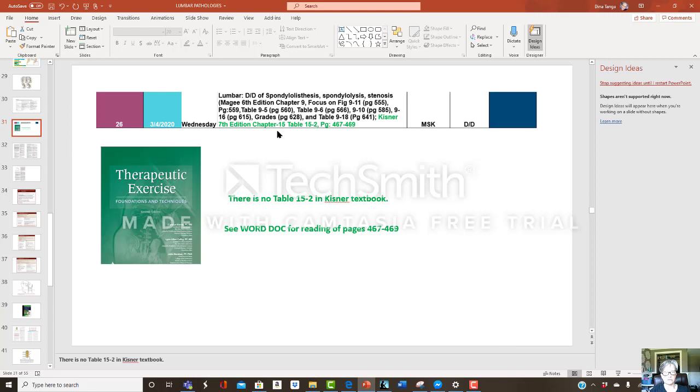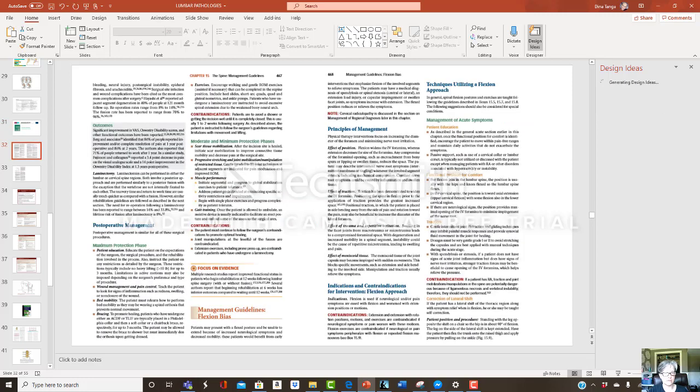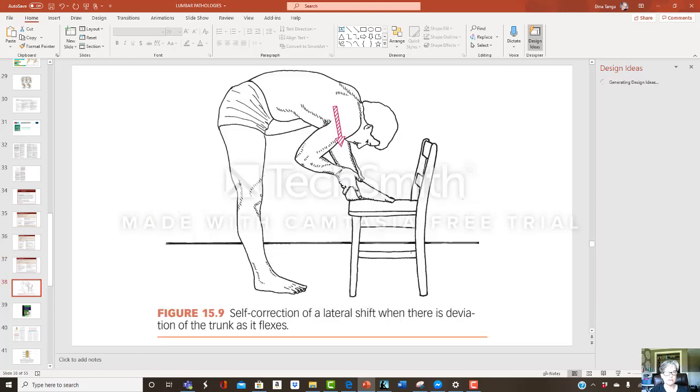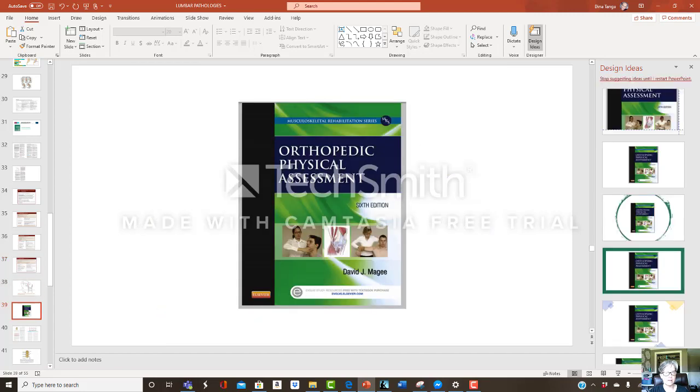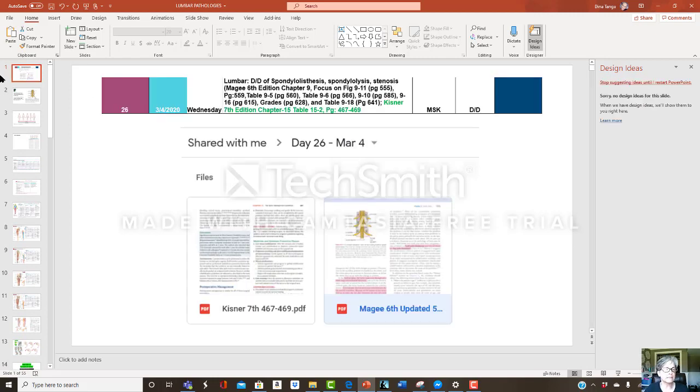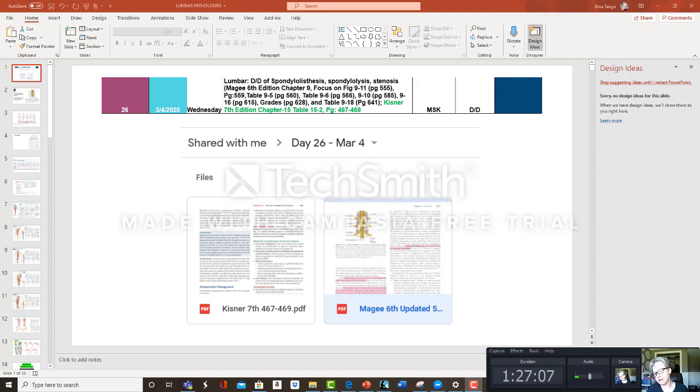So that was chapter 15 of the Kisner, pages 467 to 469. There's pictures of those pages. Those are the boxes that they talked about in the figure, and that is just redundant from the beginning. And so that concludes day 26 for March the 4th, Wednesday, and we are going an hour and a half.